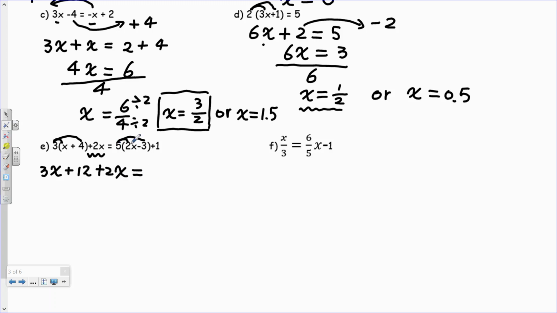And 5 times 2x gives you 10x. 5 times -3 gives you -15. Then don't forget this plus 1.